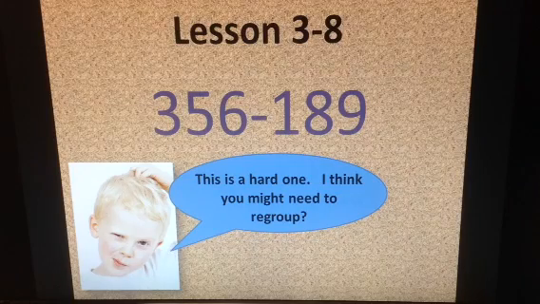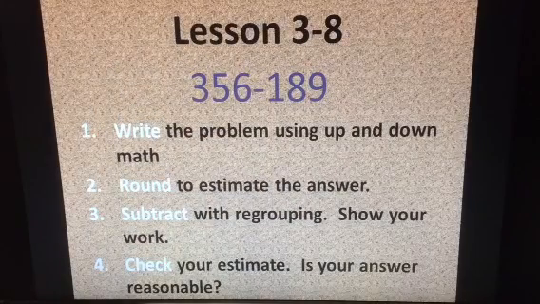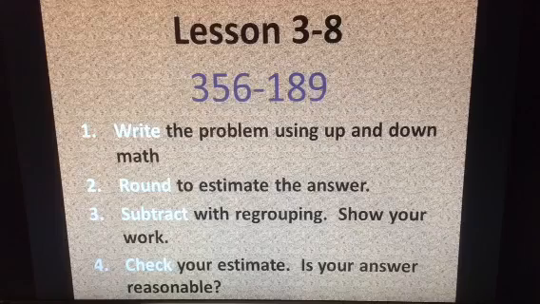Here's a hard one, 356 minus 189. Pause the video so that you can do this, and yes, you are going to need to regroup. First, write the problem using up and down math. Round 356, round 189 to estimate the answer. Subtract with regrouping, showing your work, and then check your estimate and ask yourself, is your answer reasonable?